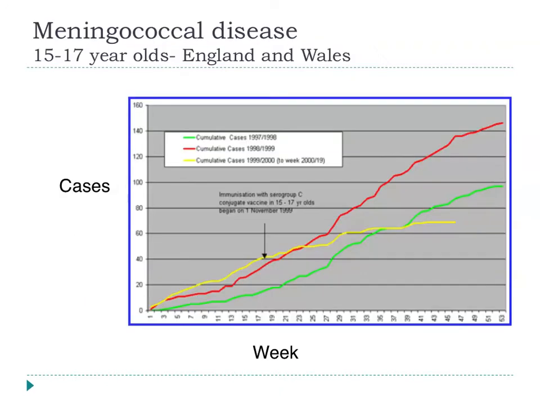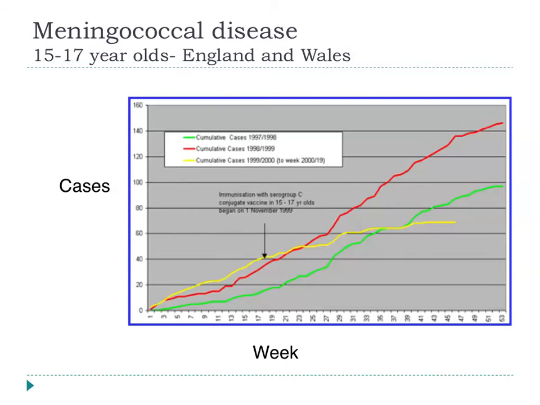And just to show you that, it was over 10 years ago now, but you can see what happened when they introduced the meningococcal C vaccine, the serogroup C vaccine. If you look at the cumulative number of cases, you can see from 1997 to 98 in green there, 98 to 99 in red, and then when they introduced the vaccine in the year 1999 to 2000, suddenly there was this tailing off of meningococcal disease and effectively a halving of the infection.